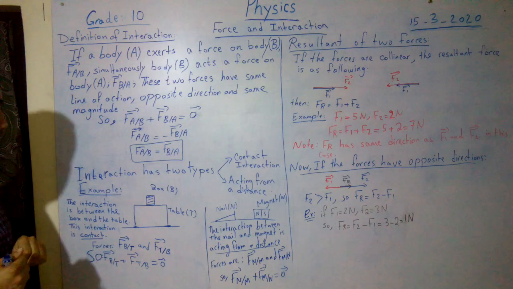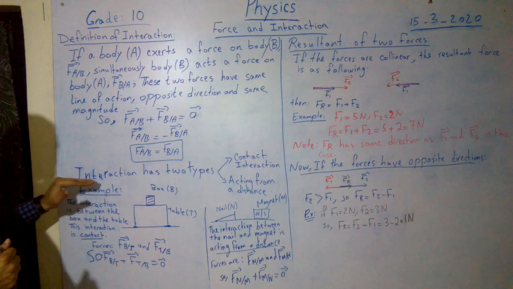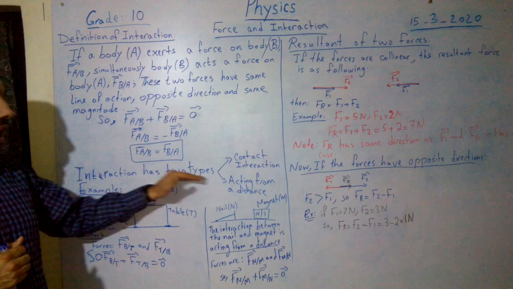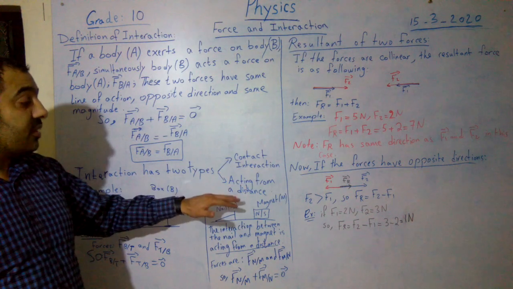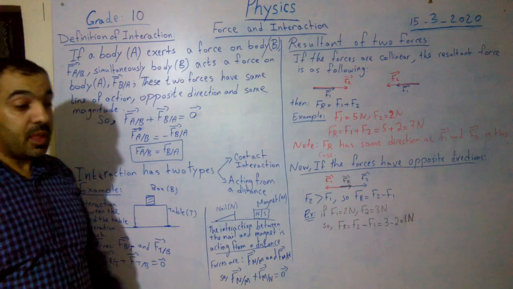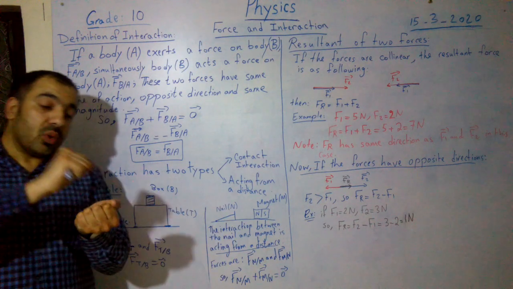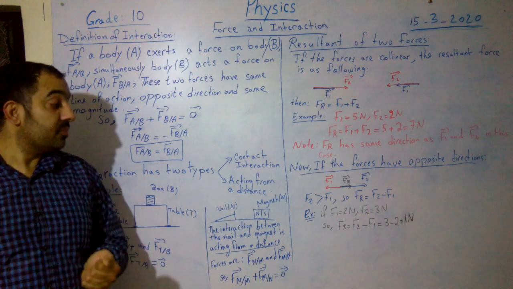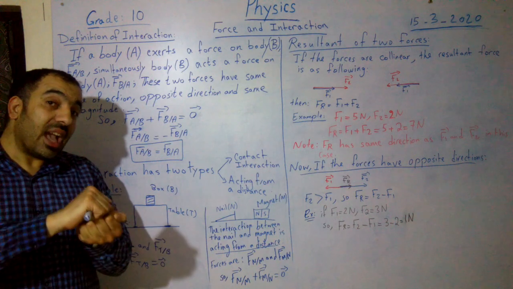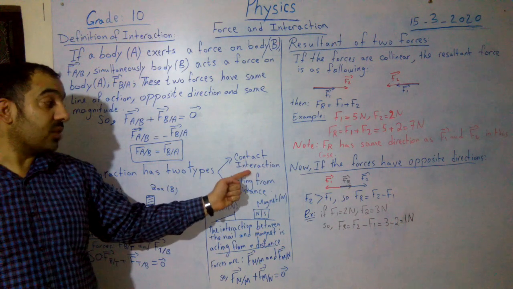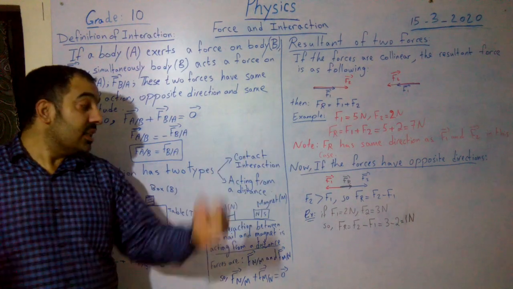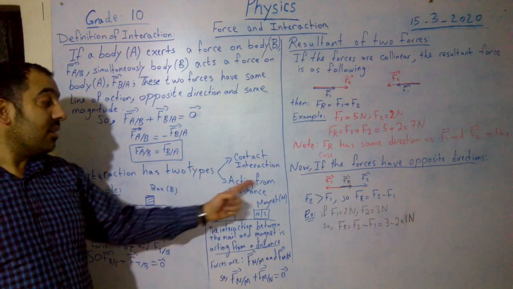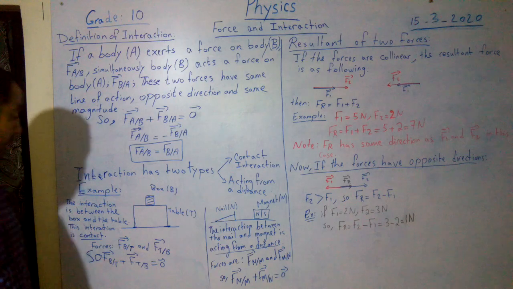Now, the interaction has two types: contact interaction or acting from a distance. If the two bodies are in contact with each other, we call this interaction contact interaction. But if there is a distance between the two bodies, the interaction is called acting from a distance.